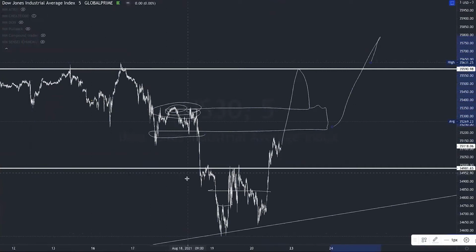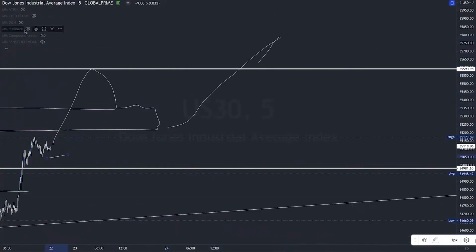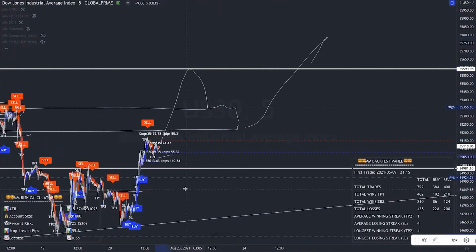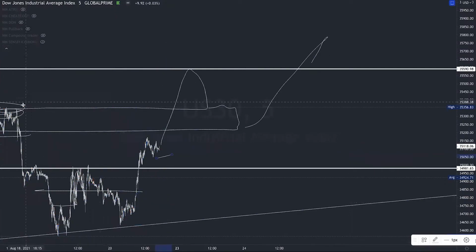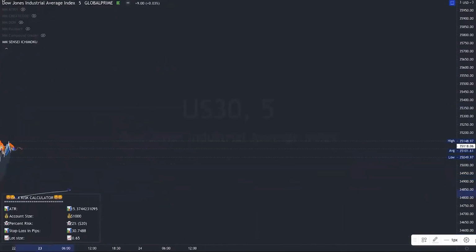So the cheat code, boom, buy signal, very valid. The Don, we just saw that. The pullback, giving you trades on the pullback of the trend. Sell, don't need to take it. Next buy signal that it gives me, I will take, right? The compound trader, buy signal, taking that one. Sensei Ichimoku, giving a sell signal right now as it pulls back.